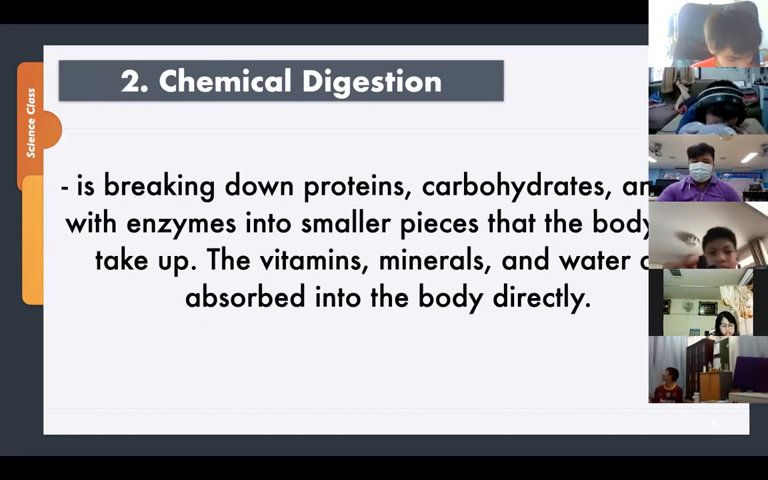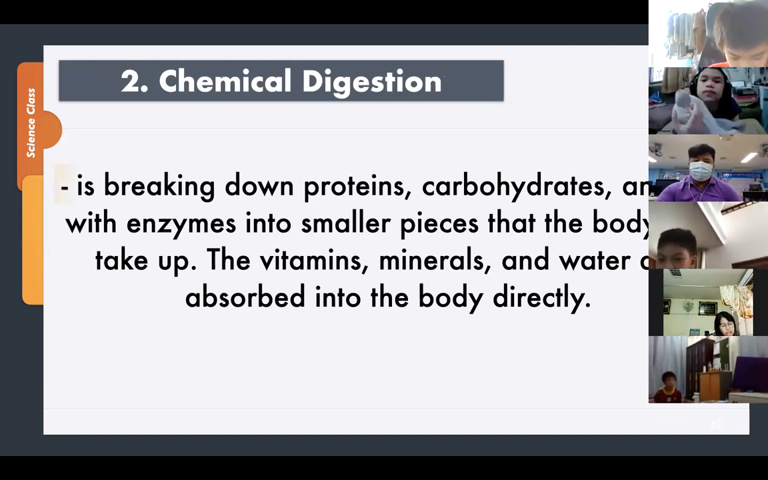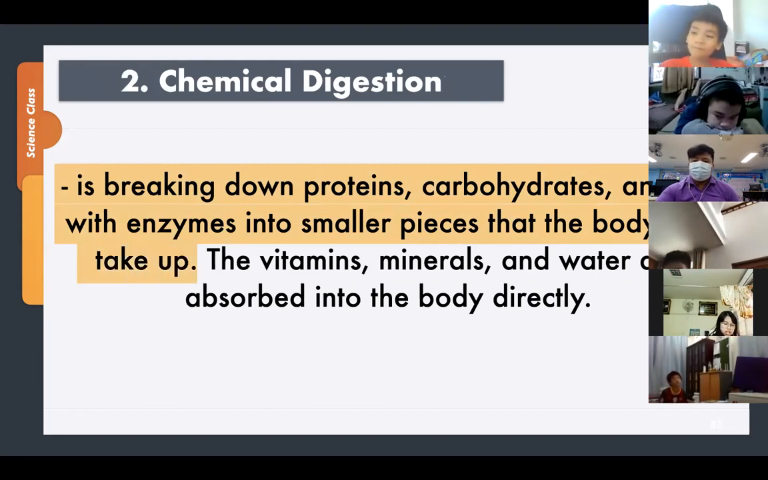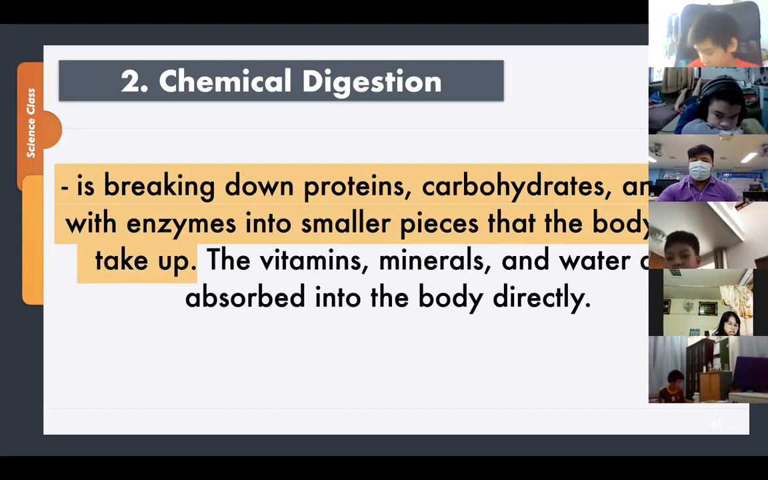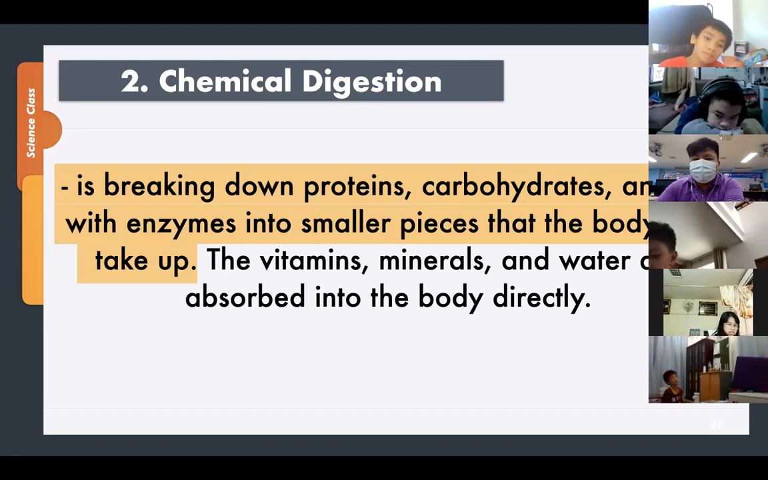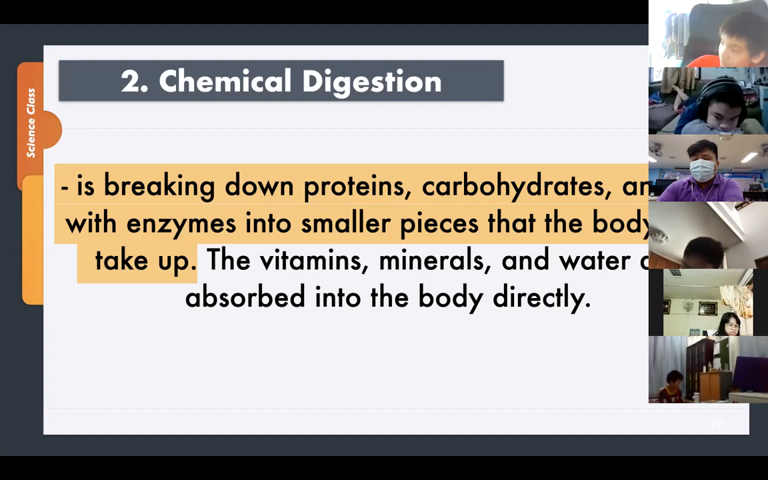Now for chemical digestion, can you read please. It's breaking down protein, carbohydrate, and fat with enzyme into smaller pieces that the body can take up. The vitamins, minerals, and water are absorbed into the body directly. Okay, so the work of chemical digestion is with the use of enzyme. Especially, it breaks down the proteins, carbohydrates, and fats, because these are the ones that produce energy for the body. Now, the vitamins, minerals, and water are absorbed directly into the body. Okay. Next.